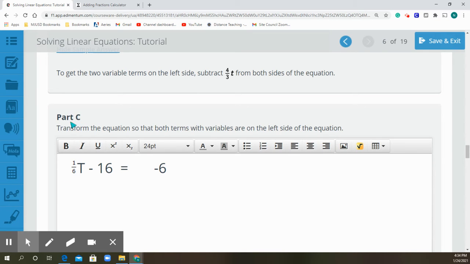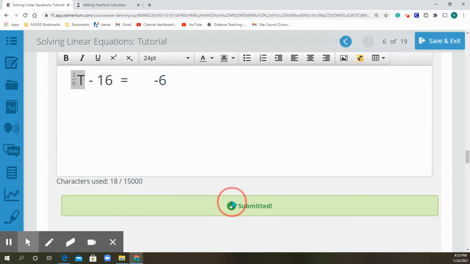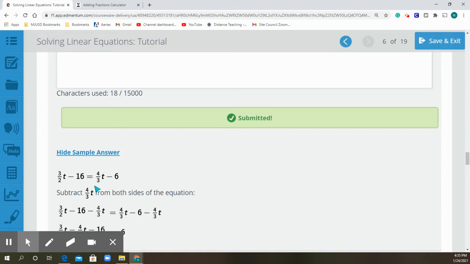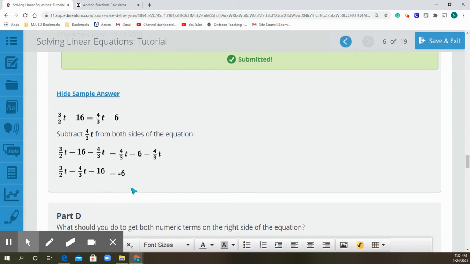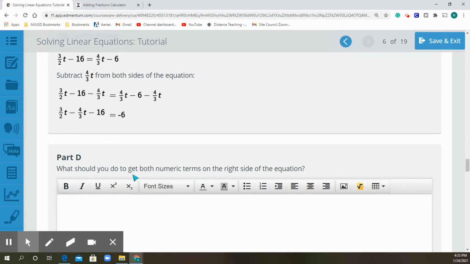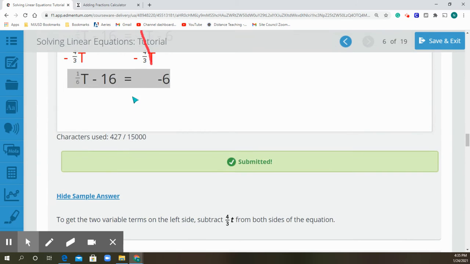Okay, so the next part says transform the equation so both terms with the variables are on the left side of the equation. So this is the term with the variable, now both combined on the left side of the equation. And so 3t minus 4 3t minus 16 equals subtract 6. That's what we did up here. We just did the work.